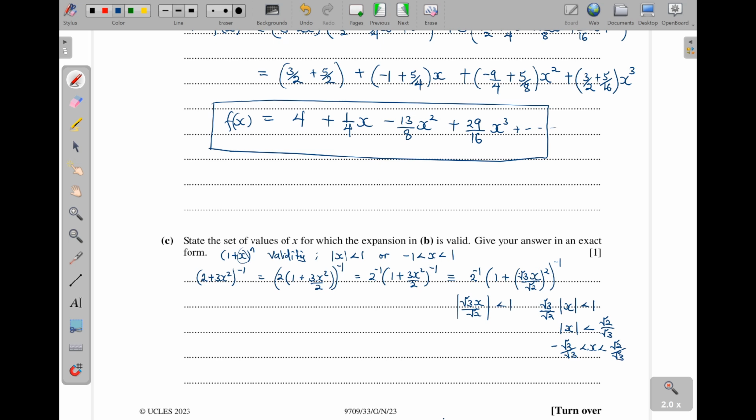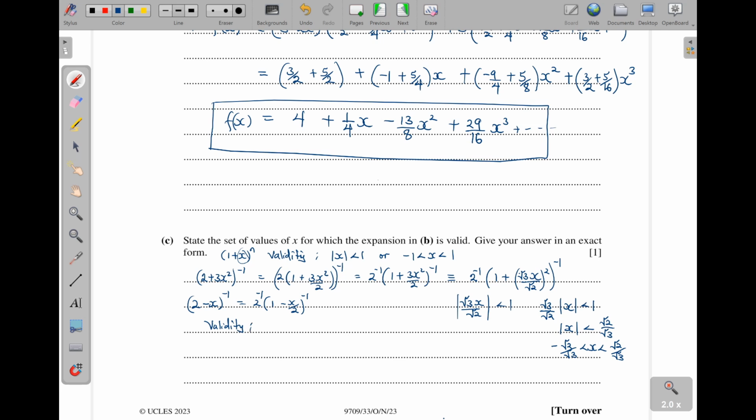Now let's also look at this 2 minus x. I also need to create a 1 here, so pull out a 2, then 1 minus x over 2. Then this one is power negative 1, so I will have a power negative 1 and also here. So meaning I will have my validity, okay? What will be the validity of this one?